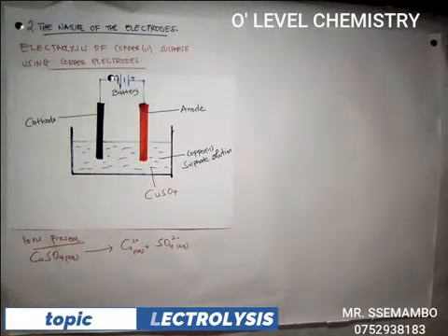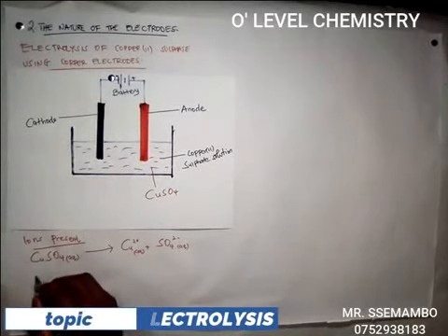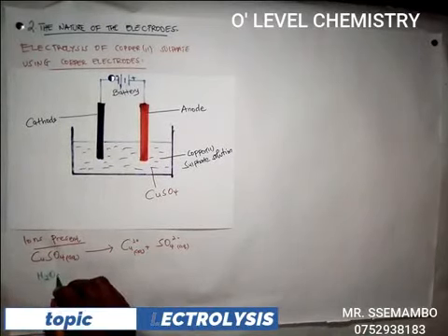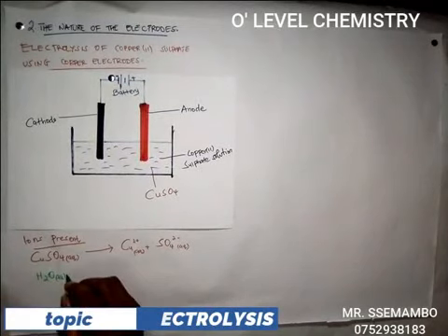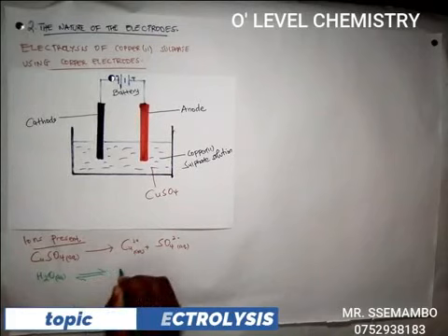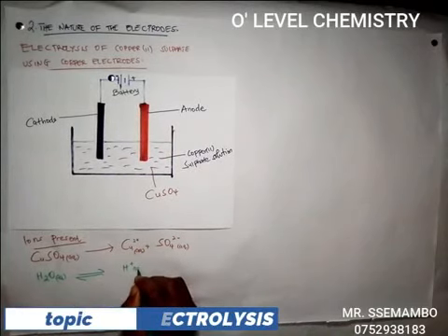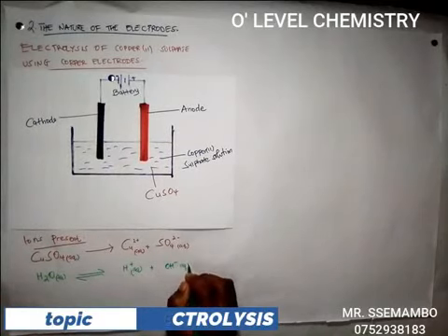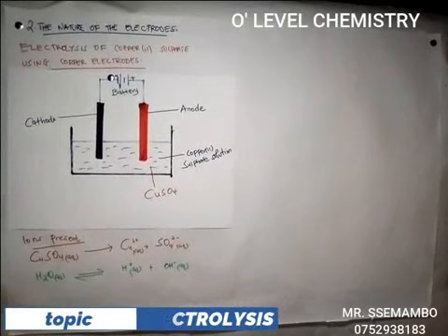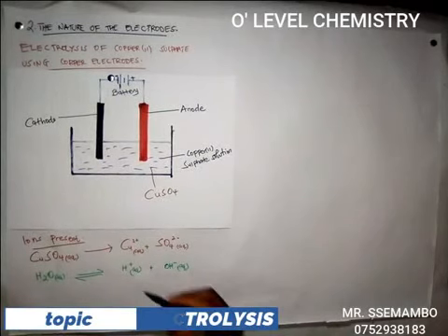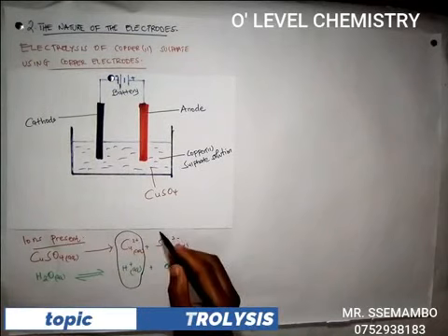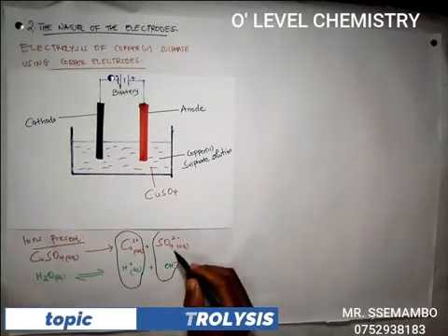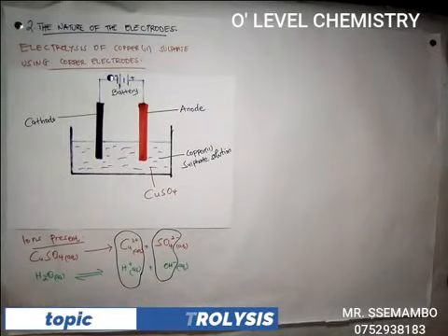Then we have water, aqueous, also ionizing to give us hydrogen ions, aqueous, plus the hydroxyl ions, also aqueous. So we discover that in this solution we have two cations and two anions of different nature. So we have the copper II ions and the hydrogen ions, then the sulfate ions and the hydroxyl ions as our anions.